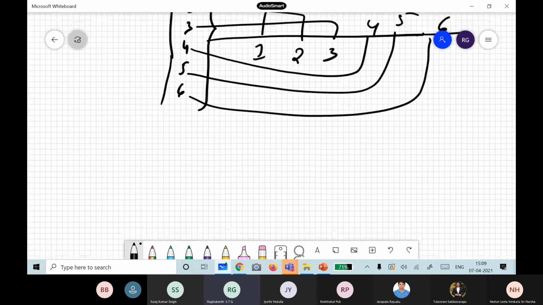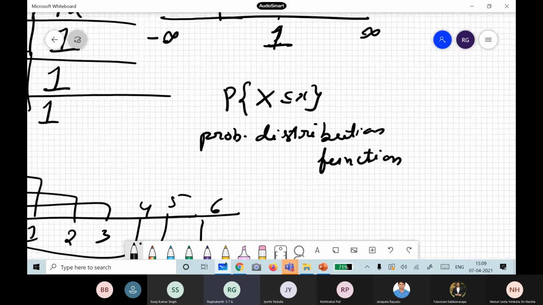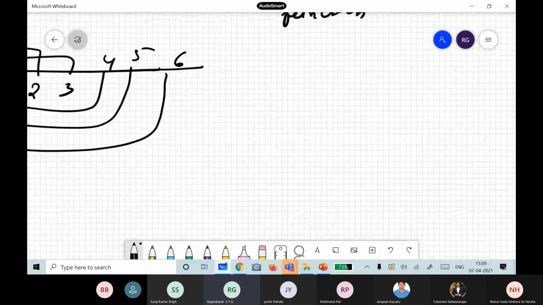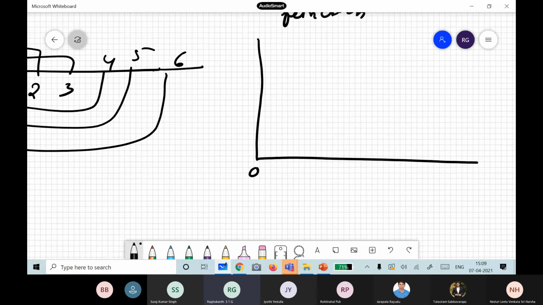Now, the probability of X less than or equal to x we call the probability distribution function. It looks like this. Now for die throwing problems, what is the probability distribution function? Let us say 0.